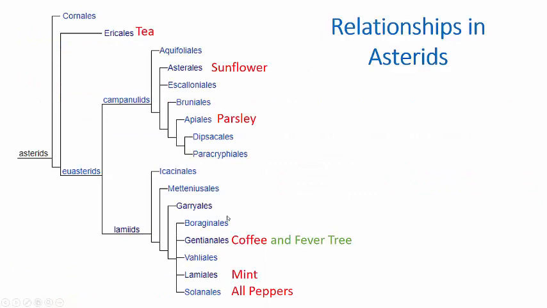Okay, now I said I would show you, here are the asterids, and you had a lot of different objects in the asterids that we had talked about. We're adding the fever tree over here to the gentianales. Now you don't have to know these smaller words like lamiids and gentianales. What you need to walk around knowing is that coffee, mint, and peppers are all close relatives inside the asterids. And then you need to know that fever tree and coffee are best buds now. Okay, buds, get it? Because they're flowering plants.